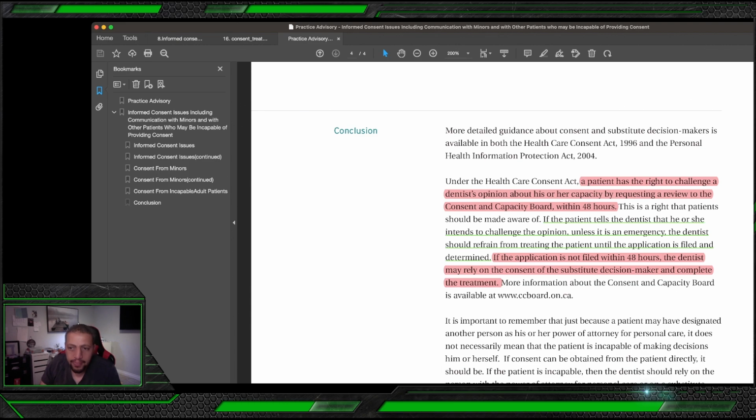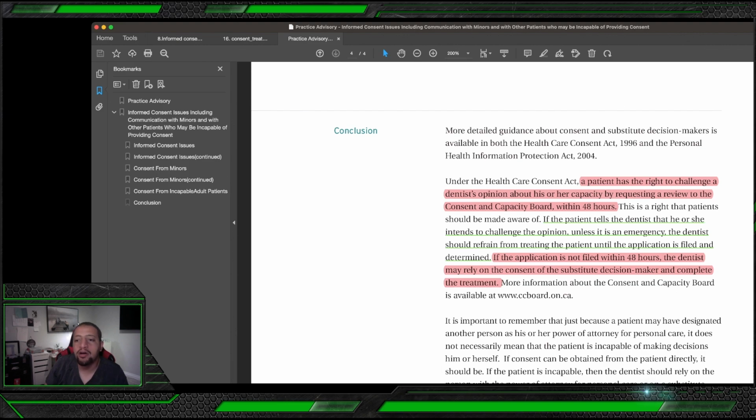Okay, last point here. A patient has the right to challenge a dentist's opinion about his or her capacity by requiring a review by the consent and capacity board within 48 hours. Meaning a patient comes to you with dementia, and the healthcare worker shows you the legal guardian, the custody, and official papers about it. But for some reason, the patient says, no, I have the capacity and I want to refuse the treatment. You cannot say, no, I have a document, I will not respect your wish. Even if the patient has a file clearly showing a mental issue, and the caregiver gives you official papers for everything, in these circumstances if the patient says no, you should respect him and give him 48 hours.